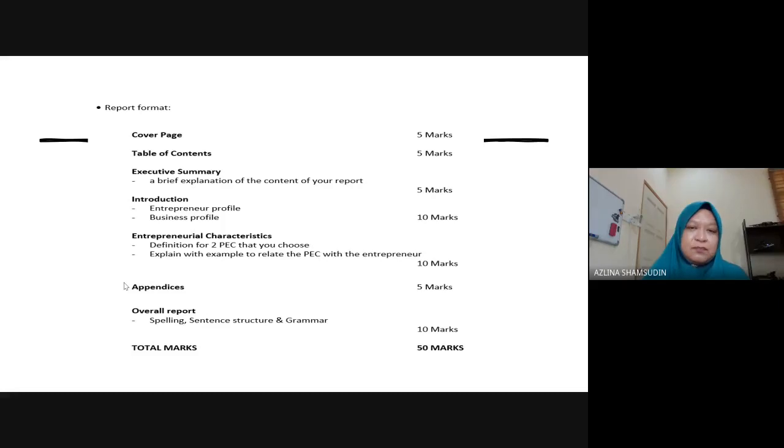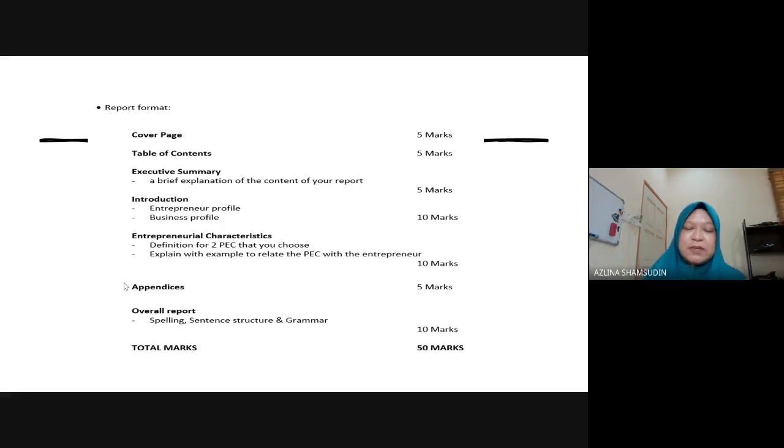Okay. And then you will do the introduction. Okay. For this introduction, you have to include the entrepreneur profile, okay, and also the business profile, okay, for 10 marks. Okay. And then entrepreneurial characteristic, yeah, definition for 2 PEC that you choose. Okay. Explain with example to relate the PEC with the entrepreneur. So the total is 10 marks.